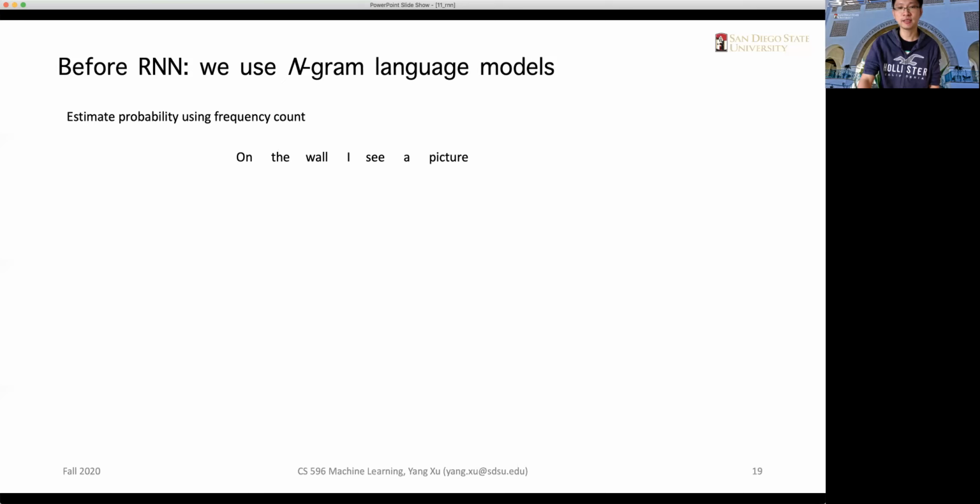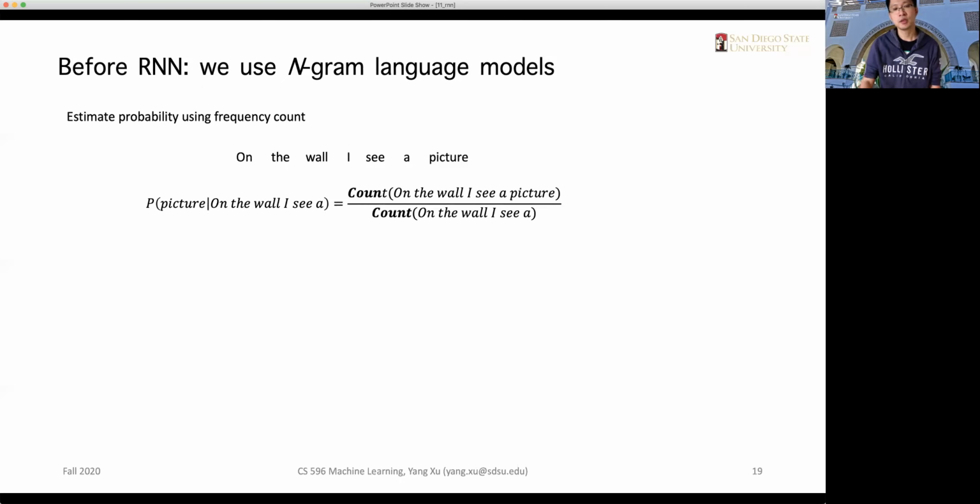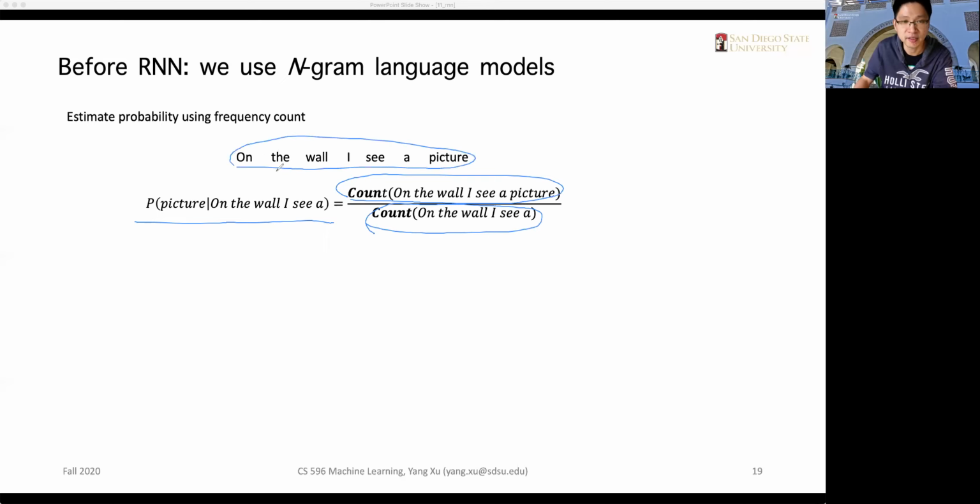So "on the wall I see a picture" is a sentence we want to estimate, and we can use the count of this phrase "on the wall I see a picture" divided by the count of this shorter phrase "on the wall I see" as an estimation for the probability of "picture" given "on the wall I see." So this makes sense, right? We use the number of occurrences of the whole target sentence divided by the number of occurrences of the context.